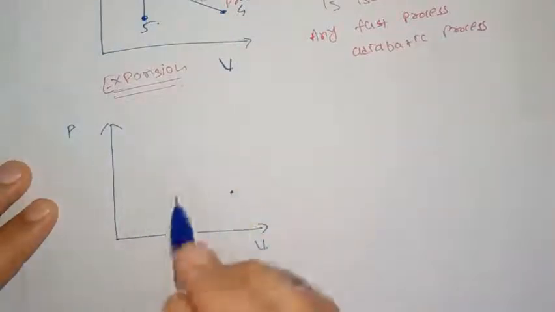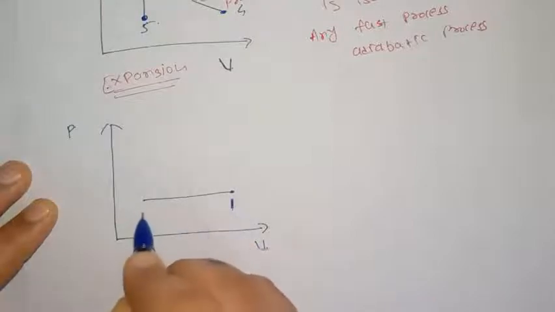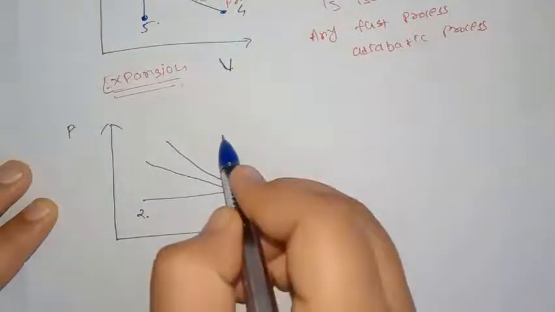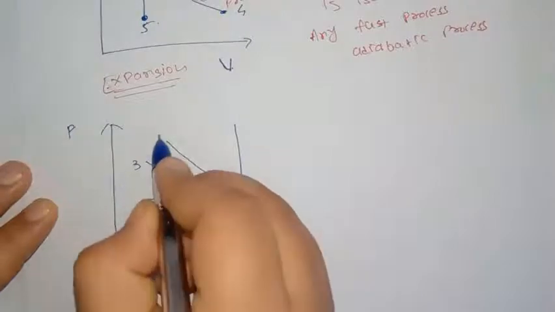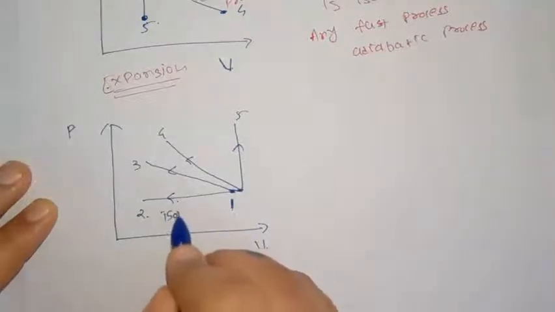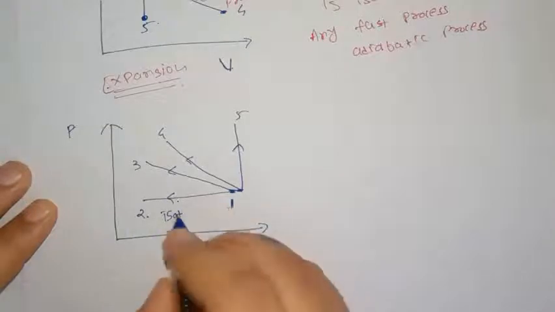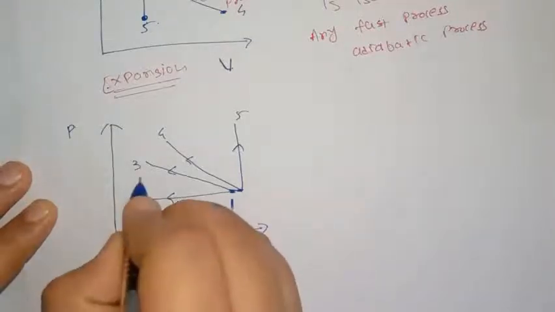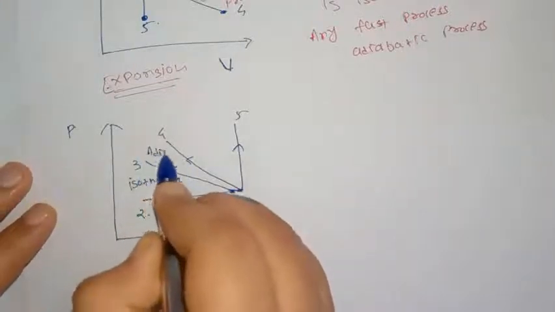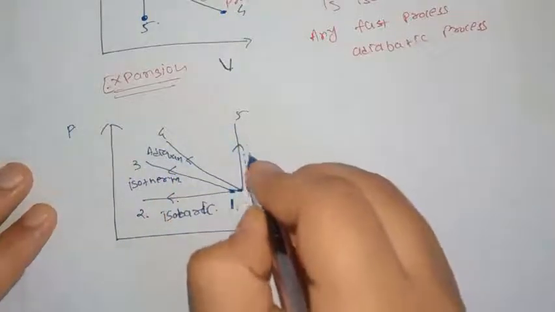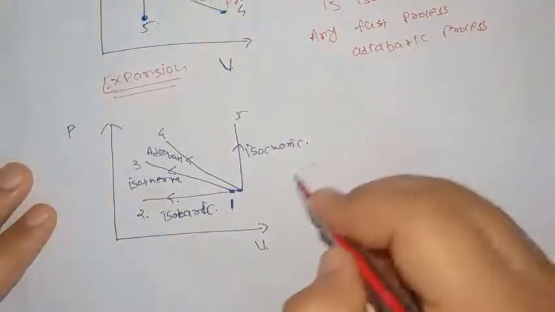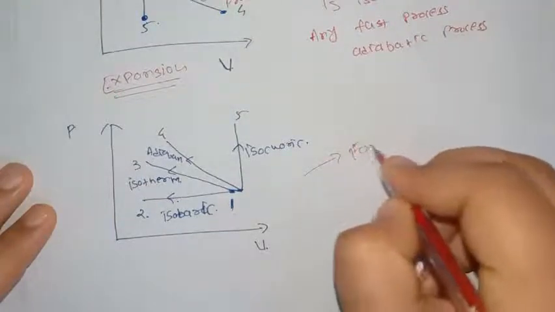PV. This process from 1 to 2, all the processes will be denoted the same. This 1 to 2, 1 to 3, 1 to 4 and 1 to 5. This will be isobaric, as pressure remains constant. This is isothermal, 1 to 3. 1 to 4 is adiabatic and 1 to 5 is isochoric. And this is the PV graph for compression.